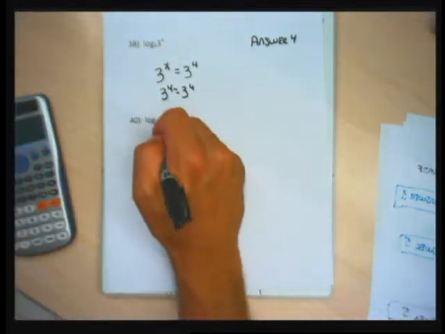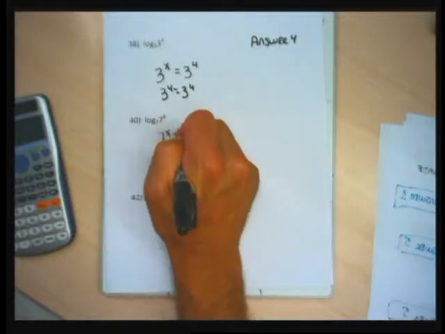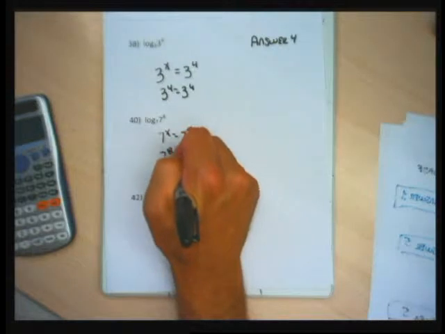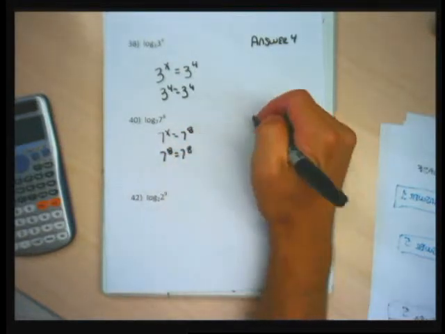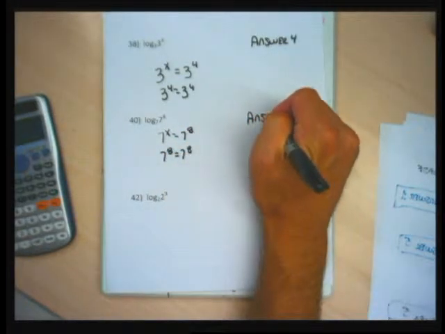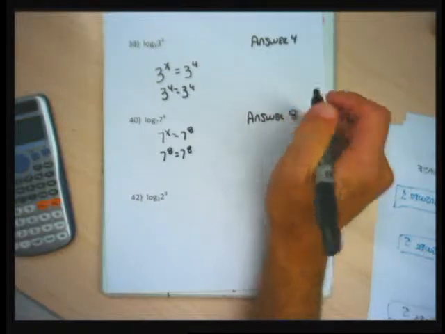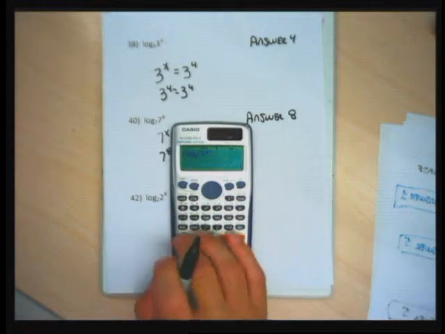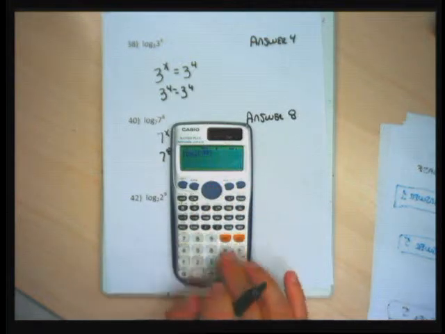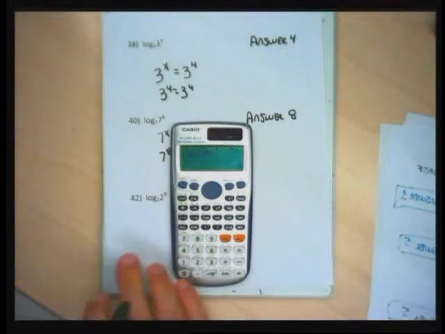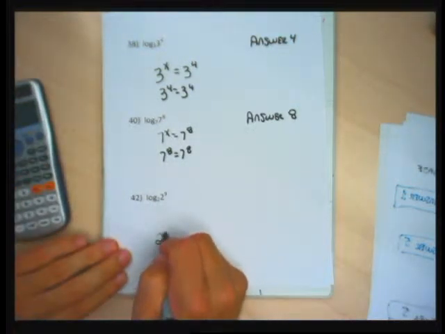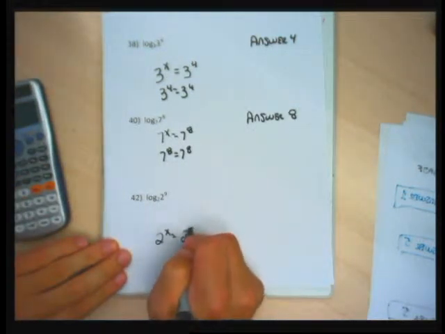40 is asking the question, 7 to what power is 7 to the 8th? And it should be obvious that 7 to the 8th power is 7 to the 8th. So my answer to this is going to be 8. And again, on my calculator, log base 7 of 7 to the 8th power is 8. And 42 is asking the question, the base 2 to what power is 2 to the 9th?